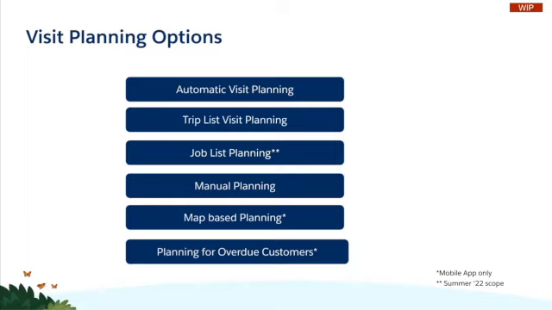Then we have map-based visit planning, where a user can see his managed accounts on a map. He can filter based on customer attributes and the most relevant KPIs. Finally, in the summer release, we are highlighting the overdue customers based on the visit frequency, which have not been visited as expected, and then there is the option to blend in the overdue customers. The last two, map-based planning and planning overdue customers, are only available on the offline device, while all other planning options can be executed online and offline.